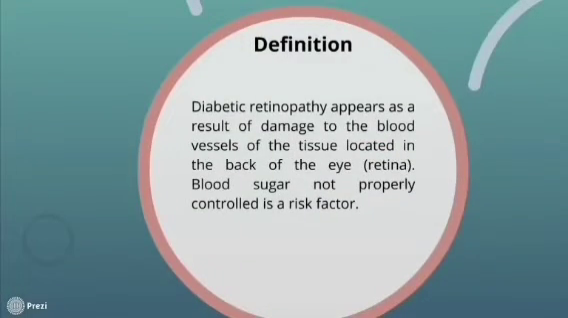Definition: Diabetic retinopathy appears as the result of damage to the blood vessels of the tissue located in the back of the eye. Blood sugar not properly controlled is a risk factor.